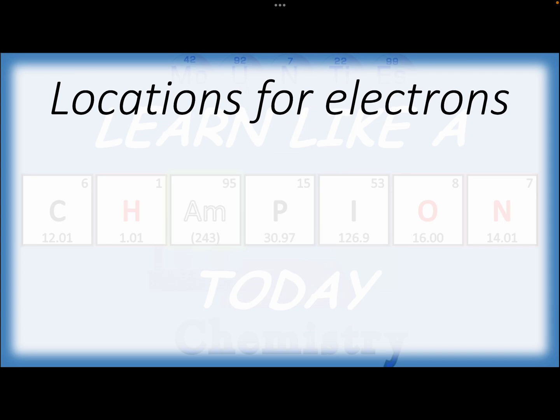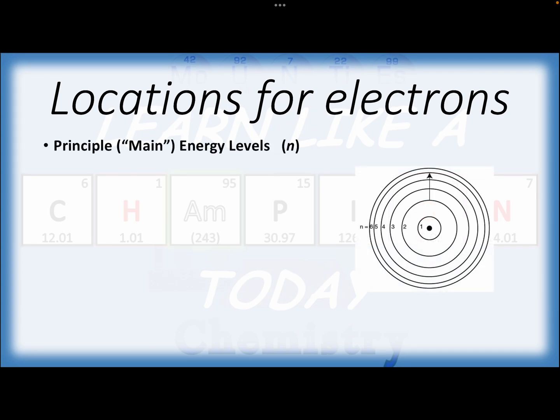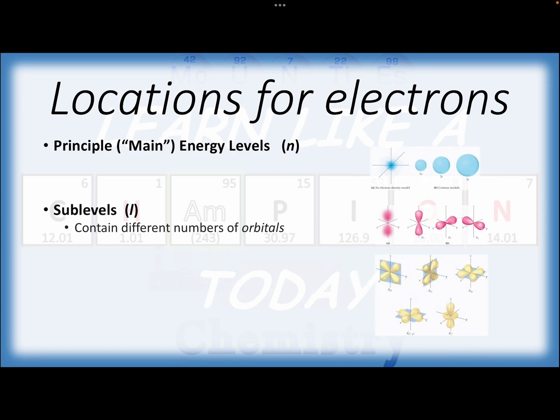So the first thing we have to understand are the different levels in which we can place electrons. The primary level, the first and biggest level, is what we call the principal or main energy level, sometimes represented by the letter N. We've seen this when we looked at the Bohr model of the atom. Within those main energy levels, we had evidence for the existence of sublevels with emission line spectra.